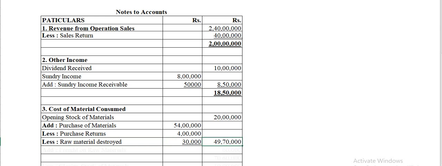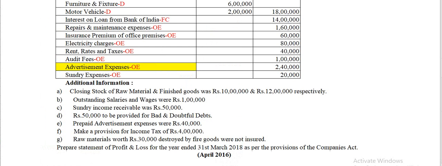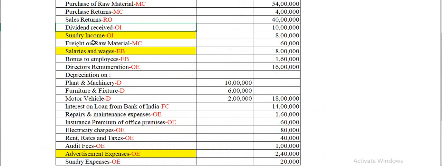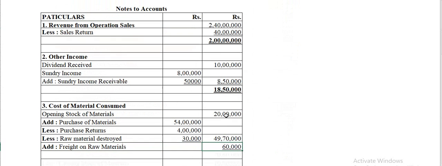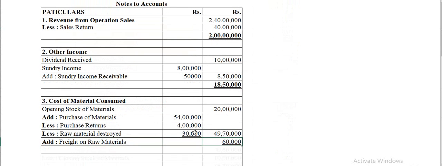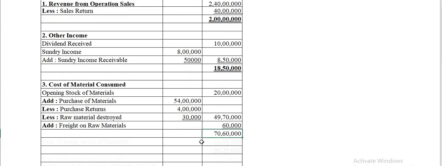And of course next, what belongs to raw material? I have to see, this is freight on raw material, so we have to write freight on raw material, that is 60,000. So the total value, we have to add opening stock of raw material, purchase related values, and of course return and loss by fire. After that freight expenses related to the raw material, which is freight on raw material, and the total value we will get is 70,60,000.